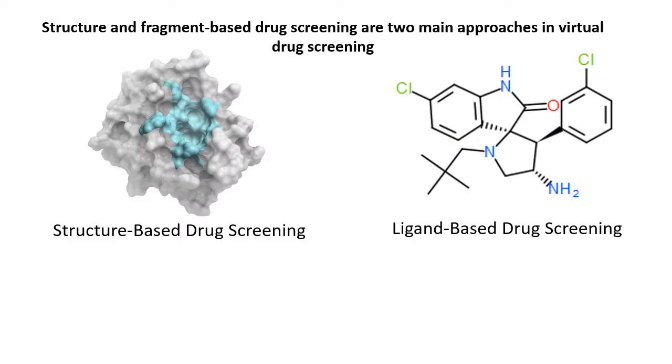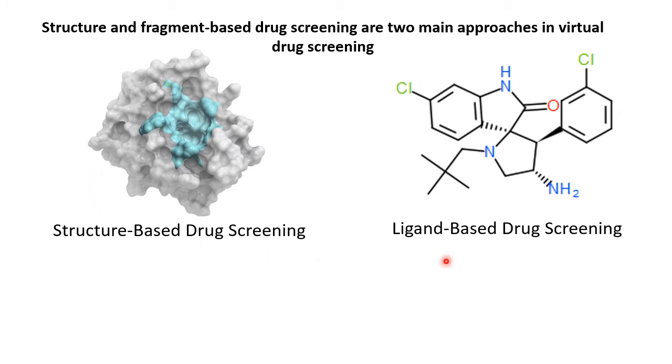Currently, there are two main approaches to virtual drug screening, namely structure-based and ligand-based drug screening. Structure-based drug screening begins with the 3D structure of the protein target, often obtained from X-ray crystallography or nuclear magnetic resonance spectroscopy. Using this protein structure, the binding affinity between a ligand and the protein's binding pocket is then calculated. The computer simulation aims to find a ligand binding orientation that minimizes the overall free energy.